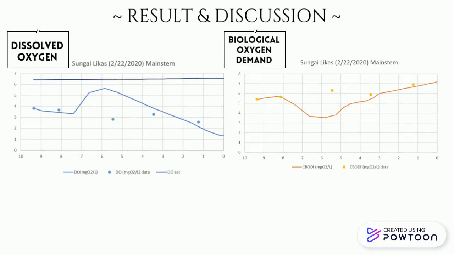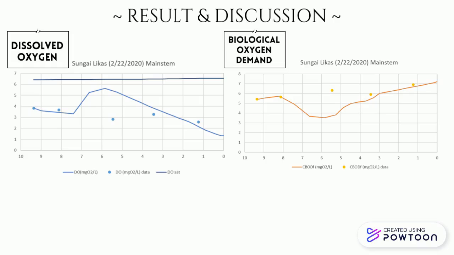The first graph with the blue line color is the simulated result for dissolved oxygen, whereas the second graph with the orange line color is the simulated result for biological oxygen demand for the 2-month prediction period. From the graph, minimum and maximum values for water quality parameters can be determined.